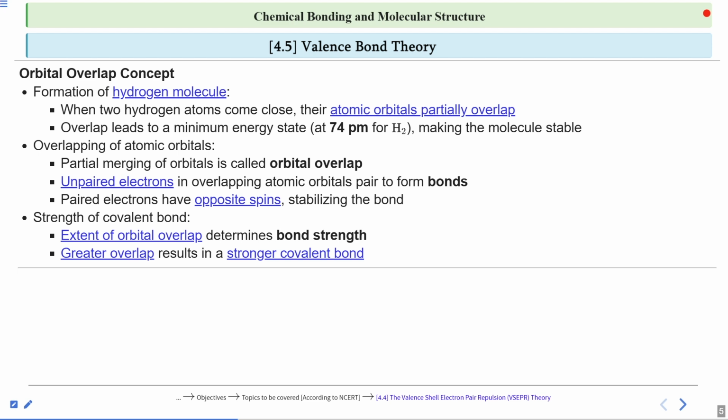And which type of bond? So greater overlap results in a stronger covalent bond. I hope this is clear to you. So what did we get in this whole slide?